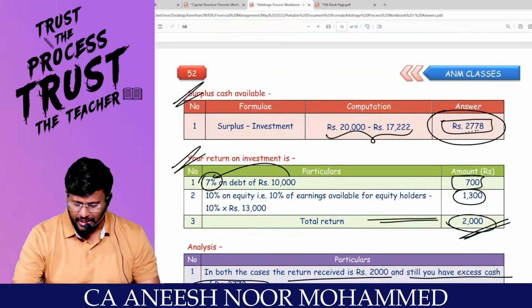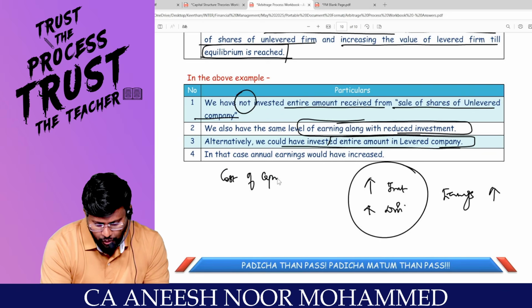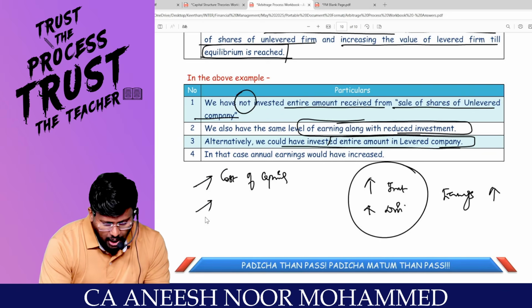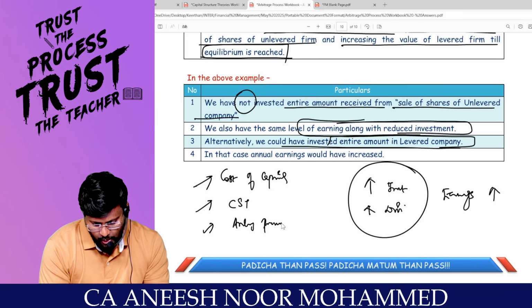With this, we can say that we are through with the revision of cost of capital, the revision of capital structure theories, and the third one, the arbitrage process. Are you all really with me?